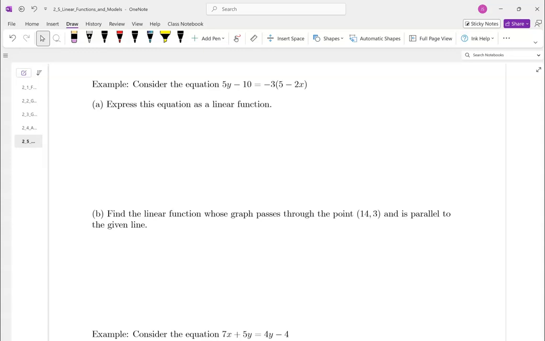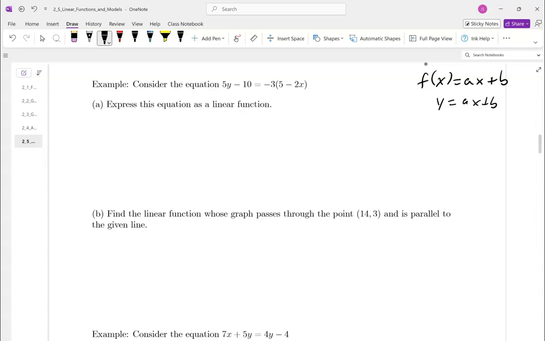The first problem asks you to express this equation as a linear function. So again, your linear function has this form, f of x equals ax plus b. Graphically, what do we equate with f of x? What do we equate with the outputs of the function? It's the y value, right? So really this means that you want to write it in the form y equals ax plus b. So what do you think you want to do with that equation?